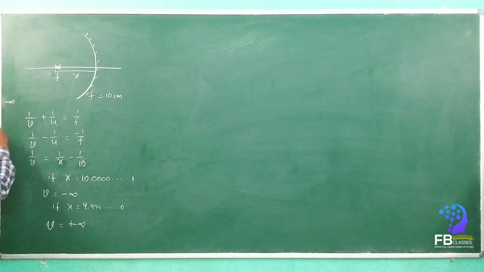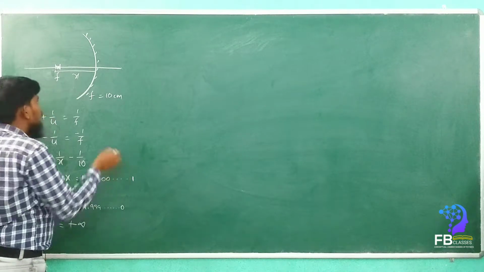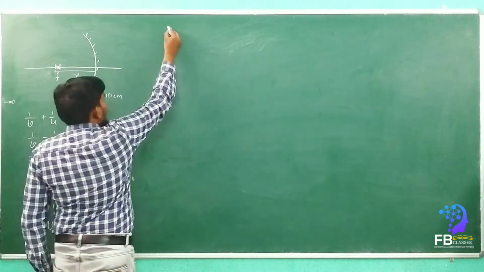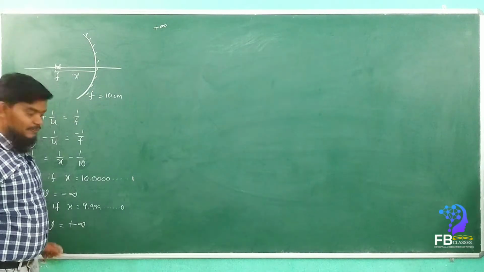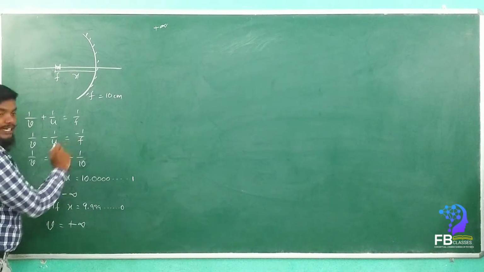Are you getting my point? If the object is placed at a very small value just after the f, then the image will form at plus infinity. Are you getting my point? Yes, sir. So this is the conceptual understanding of the point f.